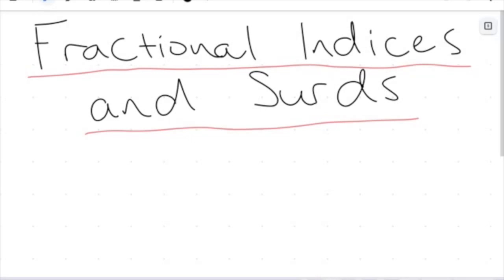Alright, hey everyone. Today we're going to start looking at fractional indices and surds. Now, fractional indices are a brand new thing again, so I'm going to take a little bit of time to run you through how we can think of these. And I'm going to introduce you to an idea of a surd, but we're not going to go too far into surds because the next video is going to give you a much more in-depth look.